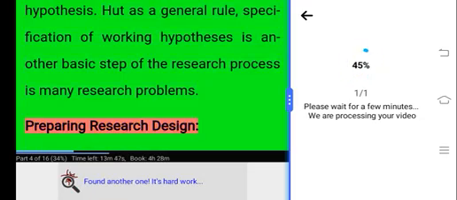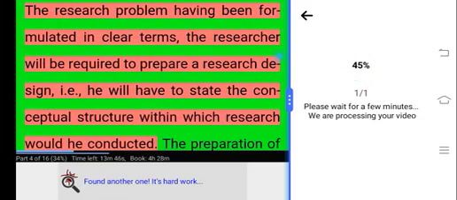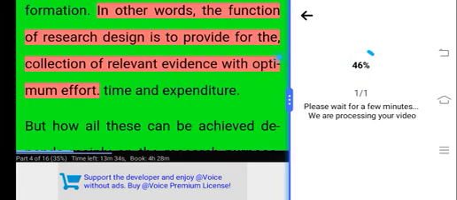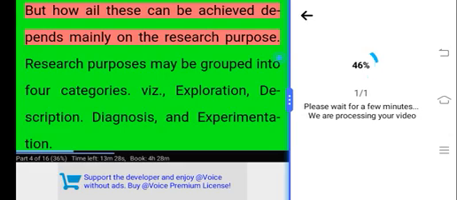Preparing the research design. The research problem having been formulated in clear terms, the researcher will be required to prepare a research design, i.e., he will have to state the conceptual structure within which research would be conducted. Preparation of such design facilitates research to be as efficient as possible, yielding maximal information. In other words, the function of research design is to provide for the collection of relevant evidence with optimum effort, time and expenditure. But how well these can be achieved depends mainly on the research purpose.